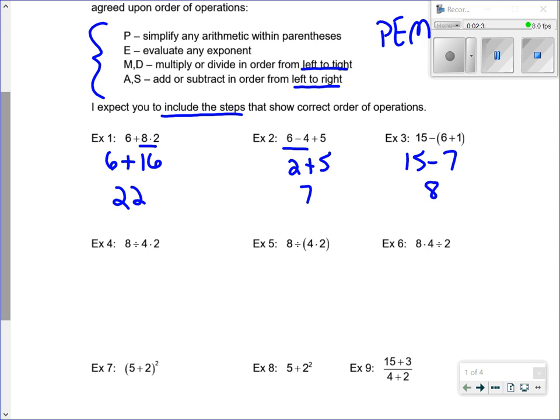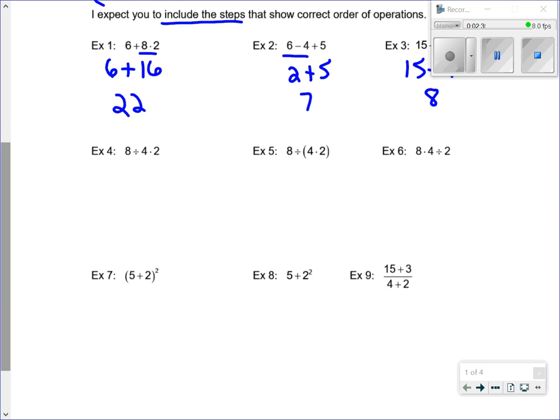Okay. Example 4, we have dividing and we have multiplying. So the rule does not say to multiply first. The rule says multiplying and dividing in order from left to right. So if you take a look at example 4, 5, and 6, they all have an 8 divided by a 4. Or an 8 and a 4 and a 2. And we're just going to make sure we do these problems in the correct order. For example 4, 8 divided by 4 comes first. 8 divided by 4 is 2. And 2 times 2 is 4.